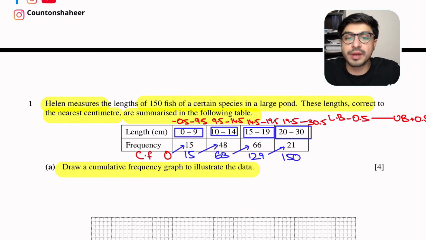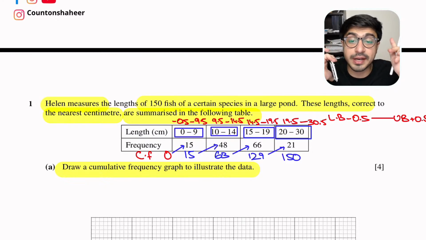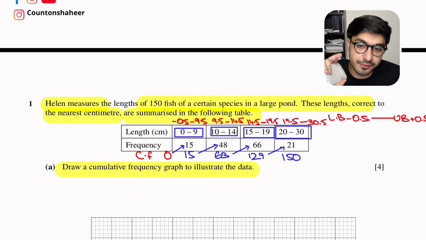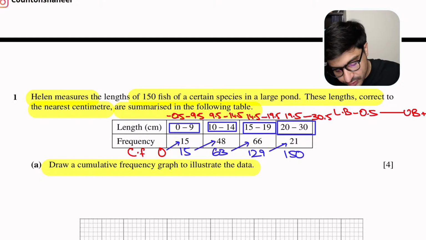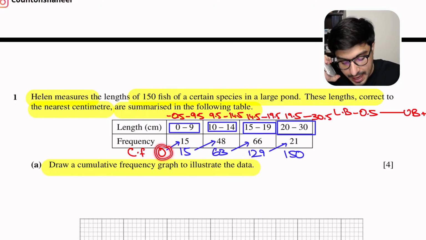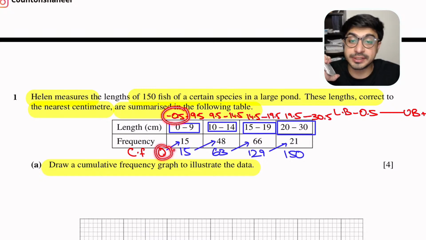Now we have the cumulative frequencies for everything, but now we need to make the points also to make the accurate cumulative frequency curve. Now how are points made? Points are made such that you have to look at the first point, that is going to be 0 cumulative frequency at the lower bound of the first class interval, right?